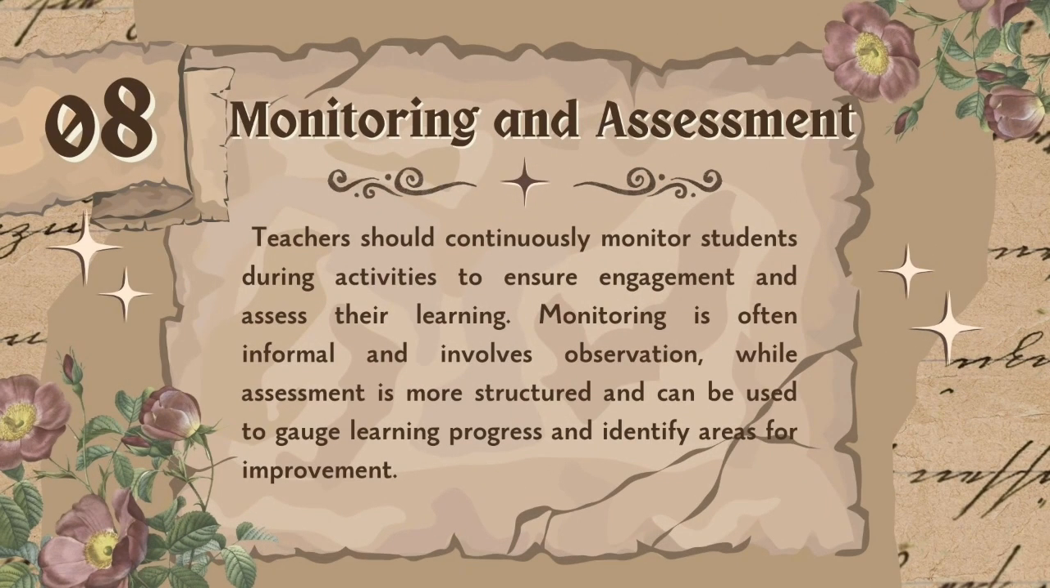7. Monitoring and assessment. Teachers should continuously monitor students during activities to ensure engagement and assess their learning. Monitoring is often informal and involves observation, while assessment is more structured and can be used to gauge learning progress and identify areas for improvement. Monitoring involves observing and assessing students' performance informally, while assessment may include tests to evaluate learning progress. Both are essential for understanding how well students are engaging with the material and achieving learning goals.